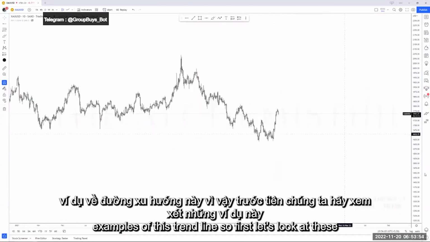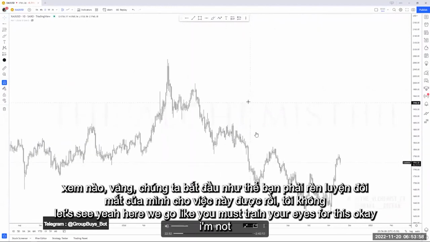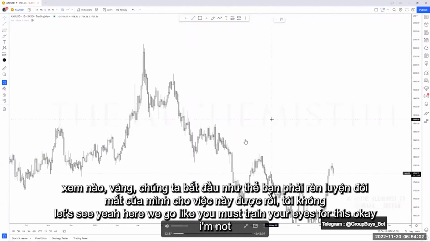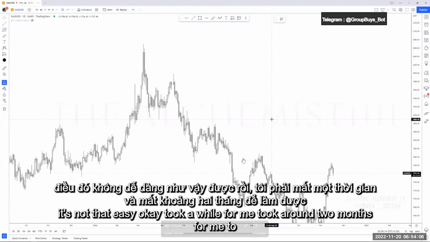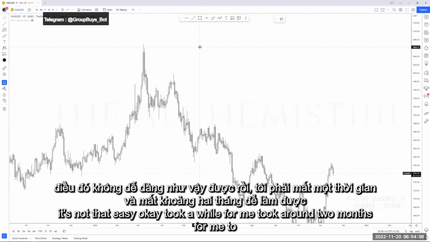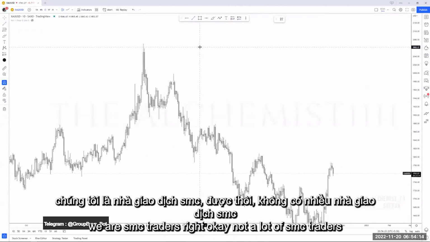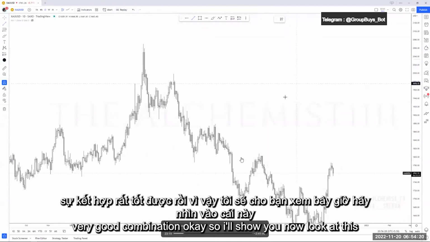So first, let's look at these outer trend lines. You must train your eyes for this. I'm not going to tell you that you can go to the charts tomorrow and pull out a trend line. No, it's not that easy. It took around 2 months for me to get it into my mind completely, because we are SMC traders, right? Not a lot of SMC traders get into SnR, but you will see that SnR and SMC is a very good combination.